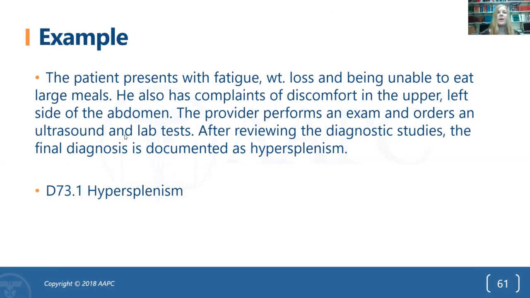So, for example, a patient presents with fatigue and weight loss, and is unable to eat large meals. The patient also complains of discomfort in the upper left side of the abdomen. The provider performs an exam and orders an ultrasound and lab tests. After reviewing the diagnostic studies, the final diagnosis is documented as hypersplenism, and then we assign code D73.1 for hypersplenism.